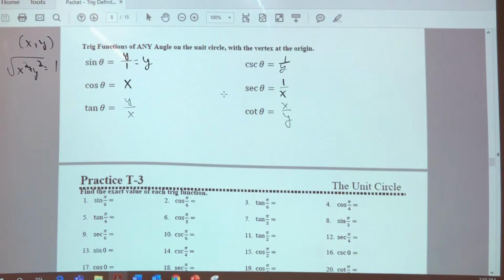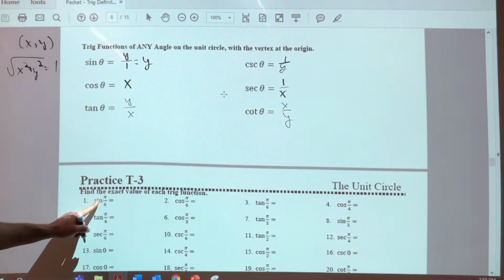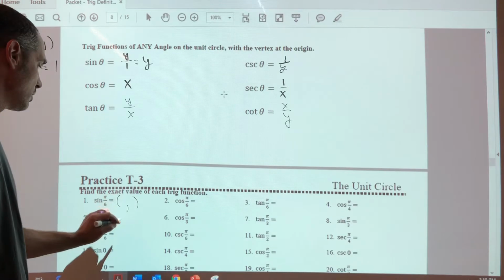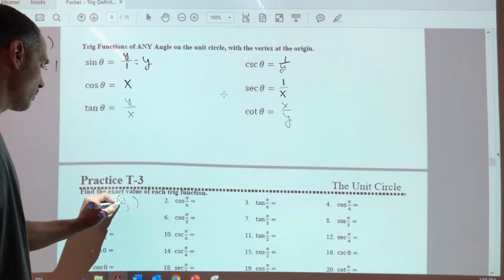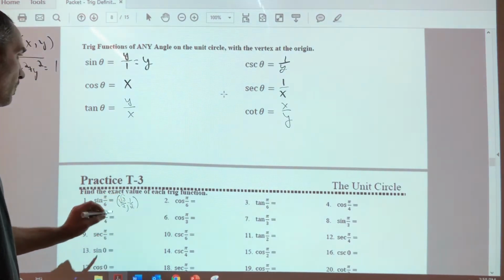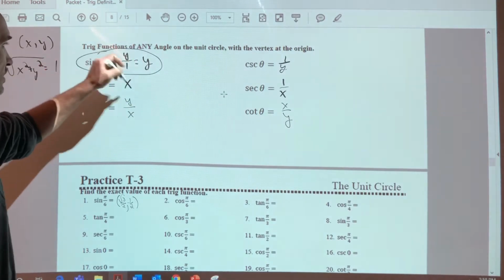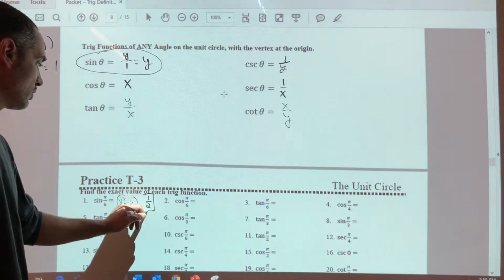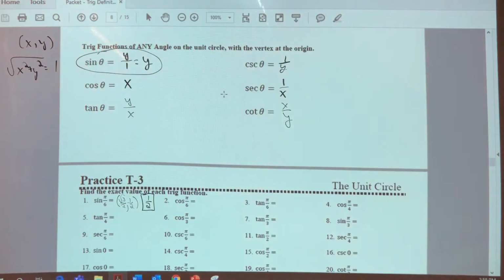Let's practice it down here. So when they say the sine of pi over 6, well, I look at pi over 6 on the unit circle. And pi over 6 has the coordinates square root of 3 over 2, 1/2. Well, this tells us the sine is equal to y, and the y value there is 1/2. So the sine of pi over 6 is just 1/2 using the unit circle.